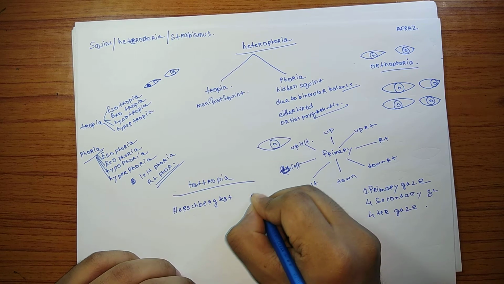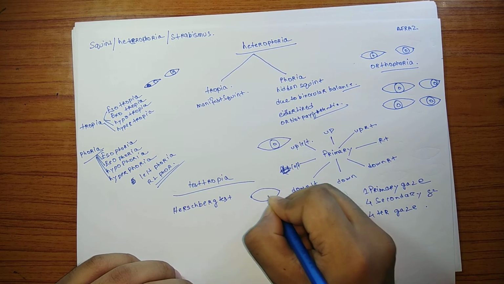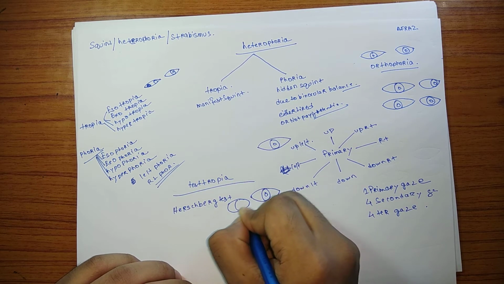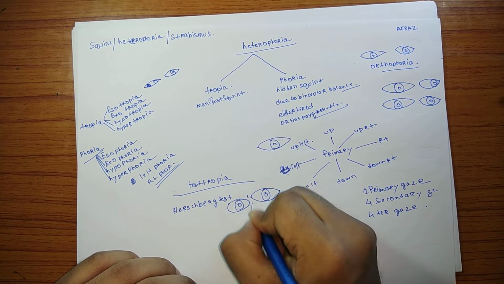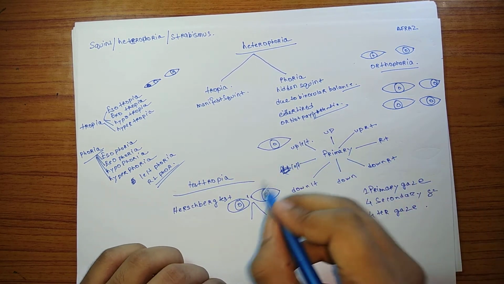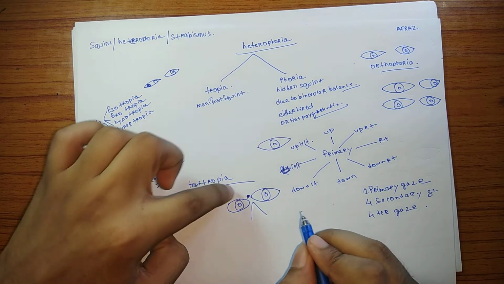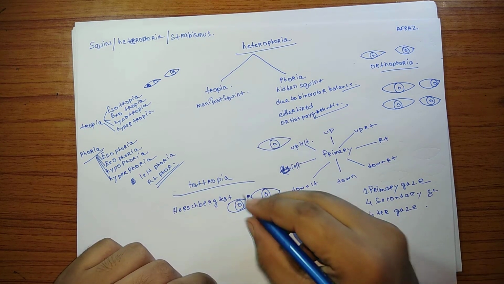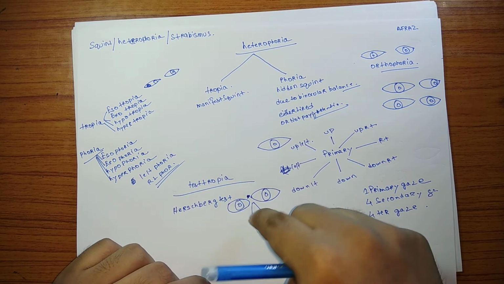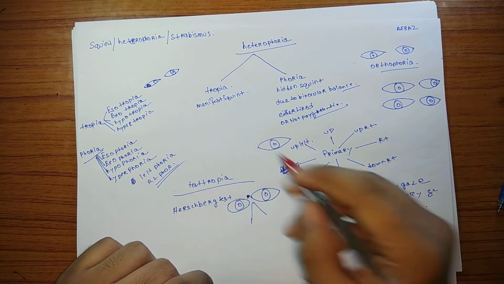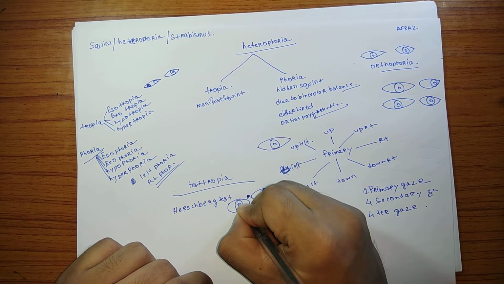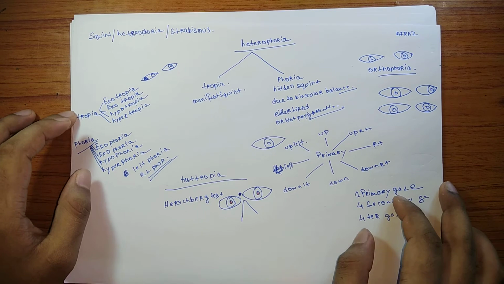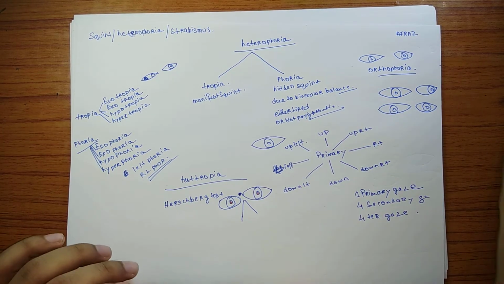What is Hirschberg's test? In Hirschberg's test, let's say this is your glabella, the space between your two eyes, and we have the nose. We throw a light here and we can see the shine on the center of the pupil. When will we see the shine on the center of the pupil? When both the eyes are parallel, which are straight.